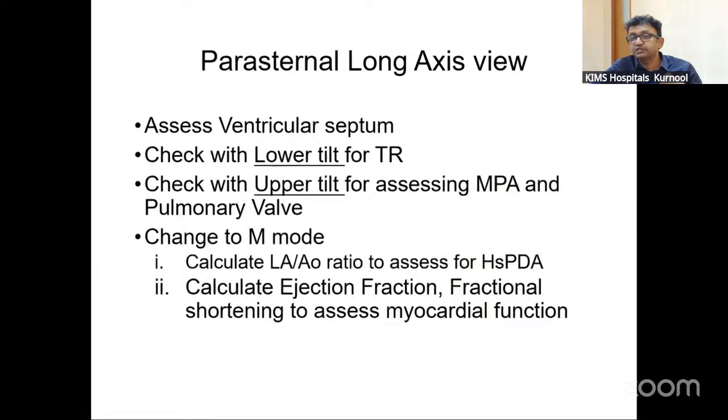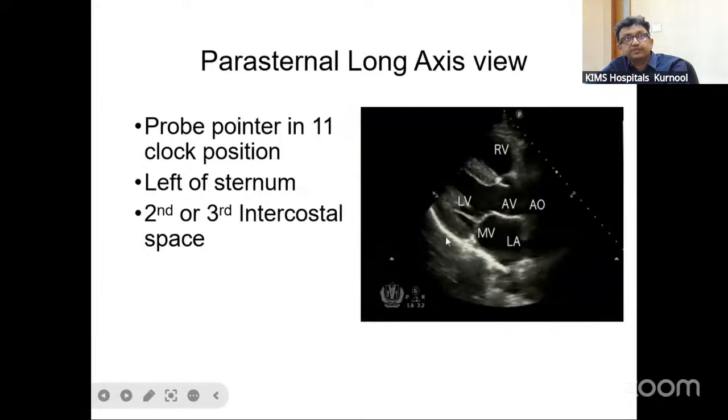So we assess the ventricular septum. We can switch on the color Doppler and see if there is any septal defect here. Mainly the membranous part of the septum, or membranous VSDs, can be seen, and we get a better image of those septal defects in this view.